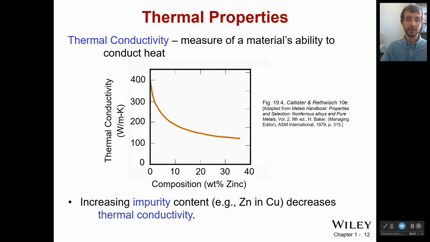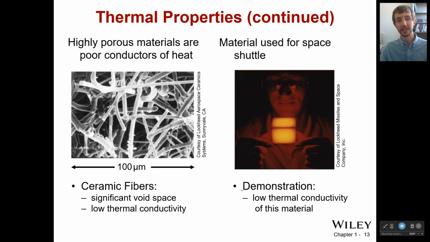So, if we're looking at things like, okay, let's see right here. This is going to be copper, zinc, and copper. So the more zinc we have, the less thermal conductivity we have. That's probably because of the different defects that causes. It causes little stresses and strains, which make it harder for the heat to be transferred.